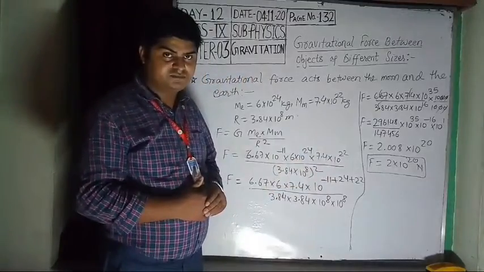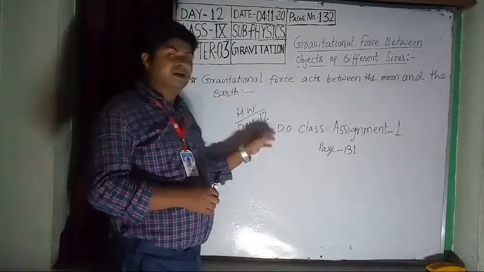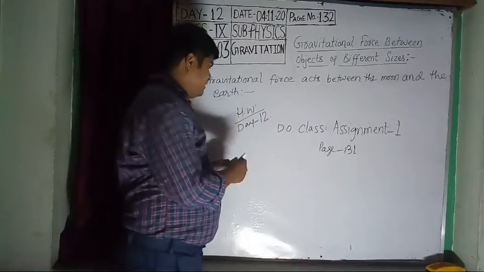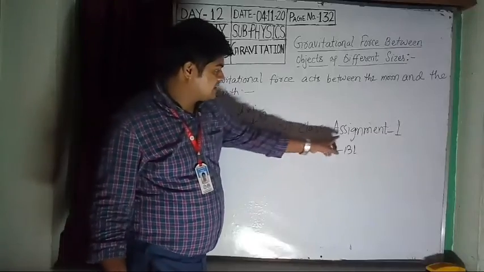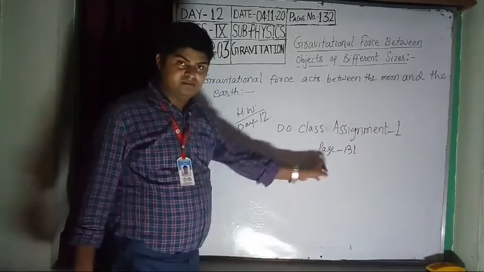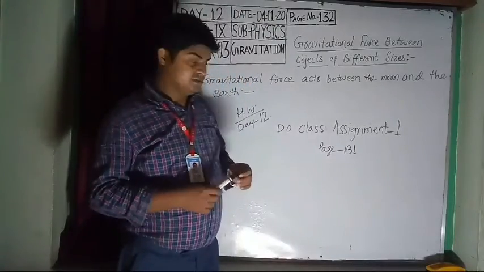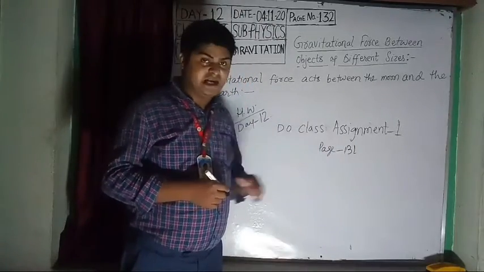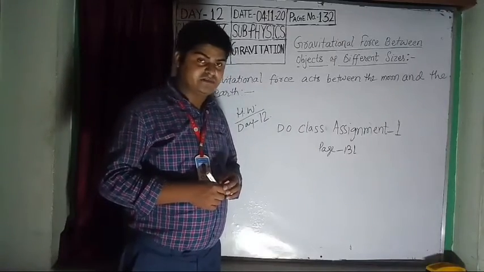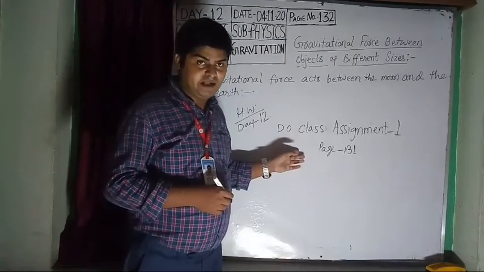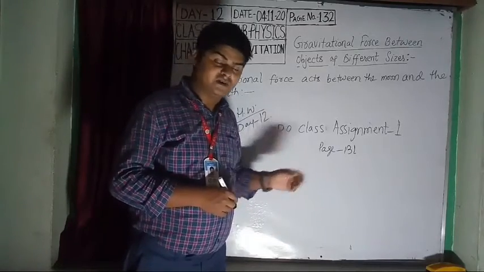Students, now it's time for your homework. Write down your homework. This is your homework for day 12. Today I have given 11 questions. Do class assignment 1, page number 131. When you open page number 131, you will see class assignment 1, and in that part 11 questions are given. So you will give the answers of these 11 questions in your classwork copy.